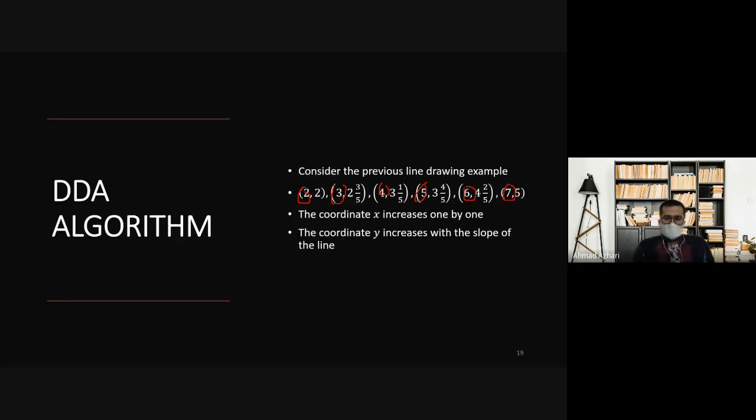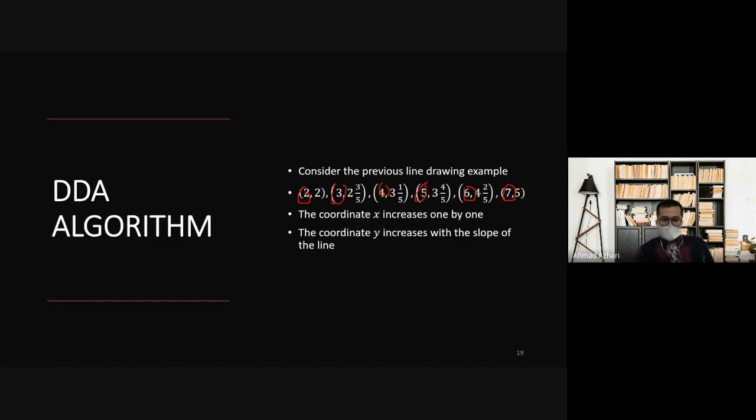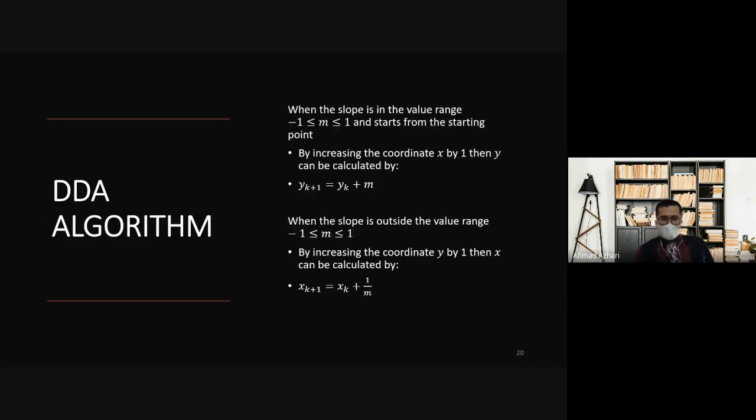But the coordinate y increases with the slope of the line. The coordinate x, y increases with the slope of the line. When the slope is in the range between -1 and 1, starting at the starting point, you increase the coordinate x by 1, then y can be calculated. So x can be incremented by 1 directly if you have m between -1 and 1.